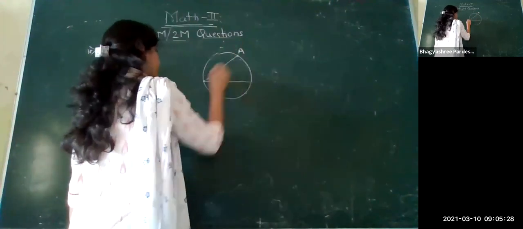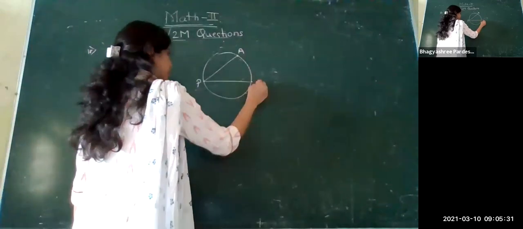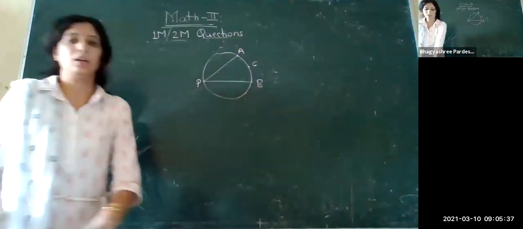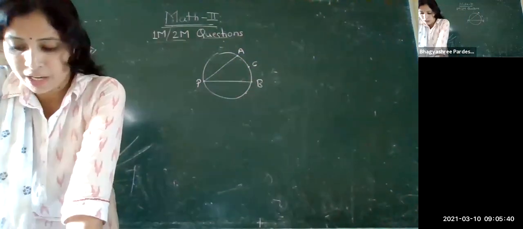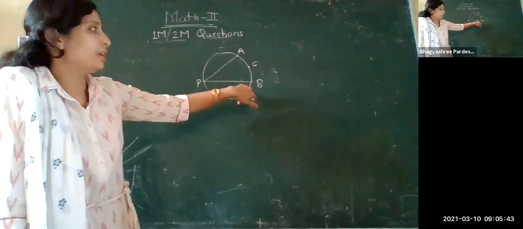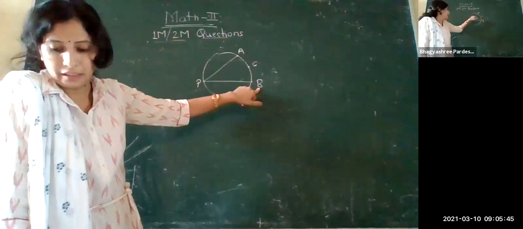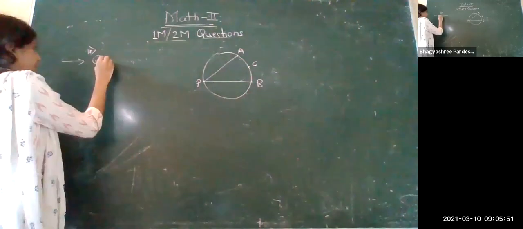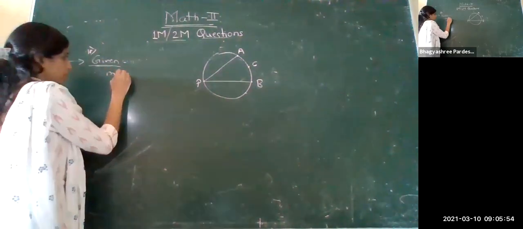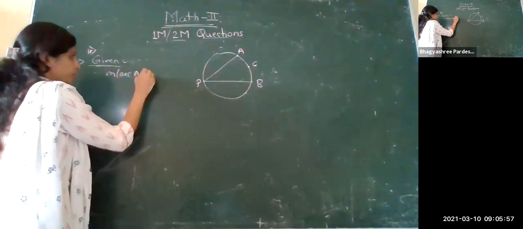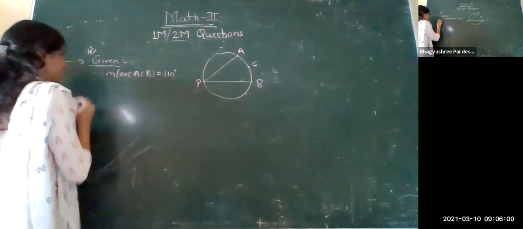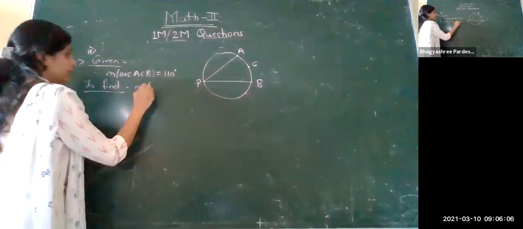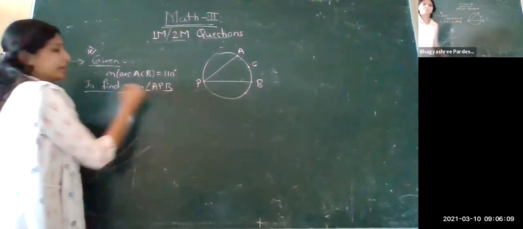Suppose this is angle APB, and this is your arc, suppose ACB. What is the question here? In the figure, the measure of arc ACB is given to us, that is equal to 110 degrees. Then we have to find the measure of angle APB. So what is given here? Given: measure of arc ACB is equal to 110 degrees. We have to find the measure of angle APB. So can anyone tell me how to do this one?